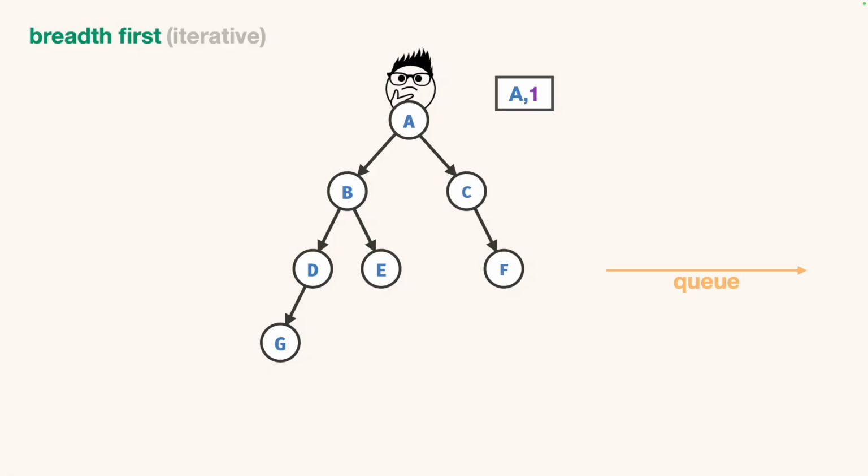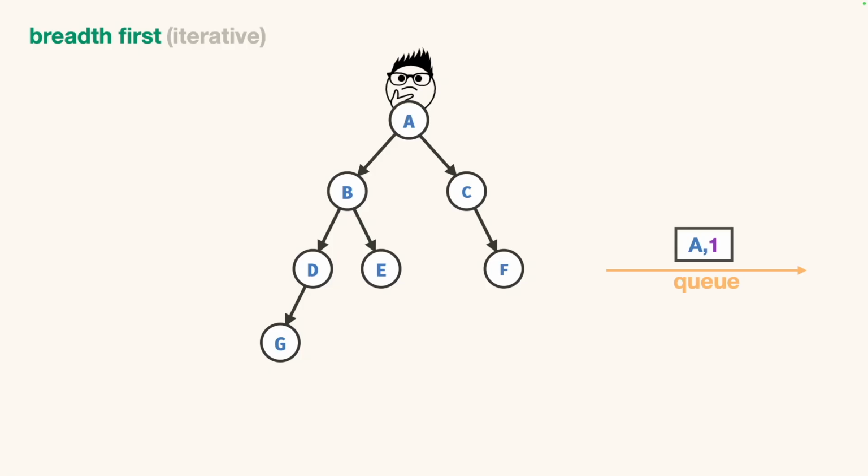I'm going to store a reference to the node itself. I'm just going to symbolize that with the letter A. I'm also going to store a number. The number is going to represent how many nodes I've traveled from the root node to this particular node. Because A is the root itself, I'm going to initialize it with 1. That'll be my starting value. So I'm just going to add this to my queue, and now I'm ready to run my general algorithm.